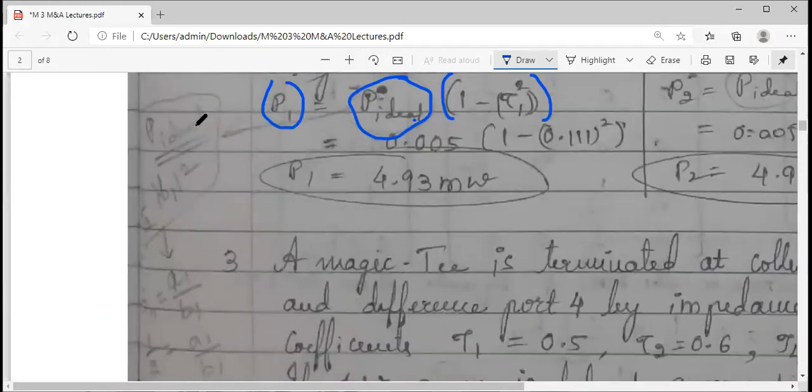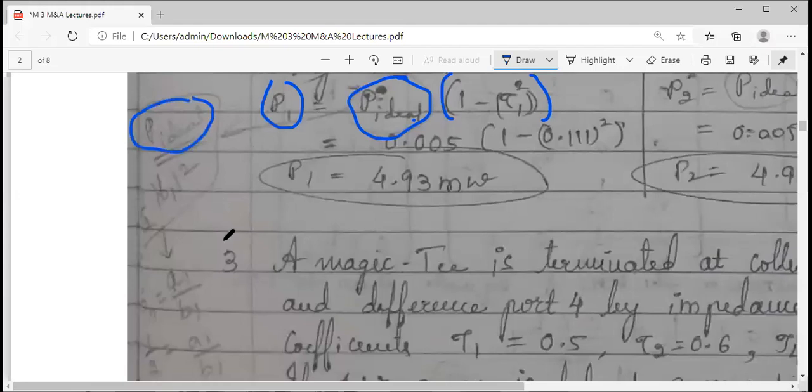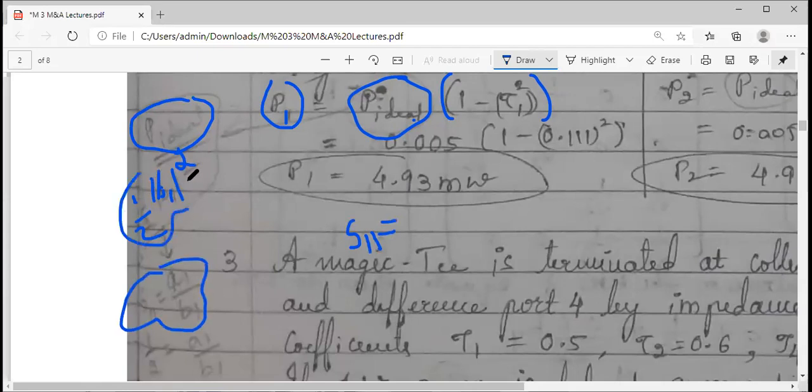Is it visible now? P ideal, how will I calculate? P ideal is 1 by 2 B1 square. Okay, because it is for port 1, so I am taking B1. So half of B1 square. Why is it half of B1 square? Already we have seen that S11 is equal to A1 by B1. I am explaining to you: we know S11 is equal to A1 by B1.